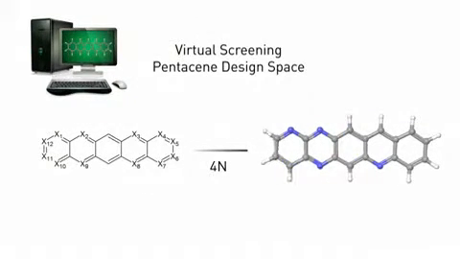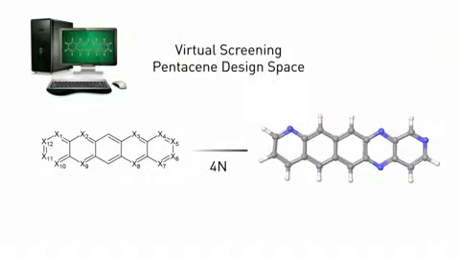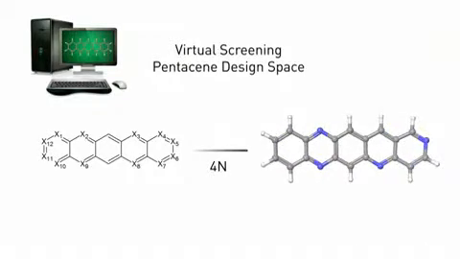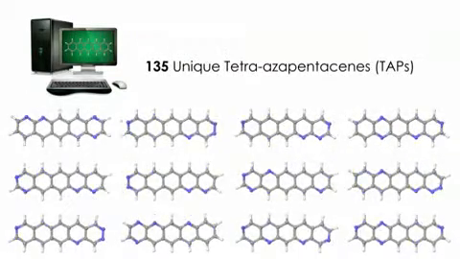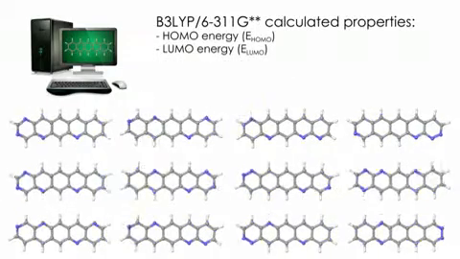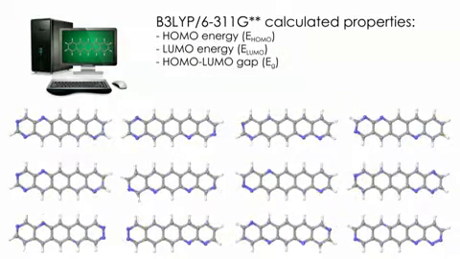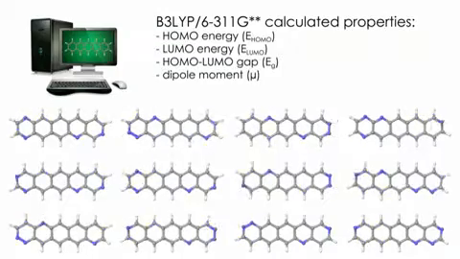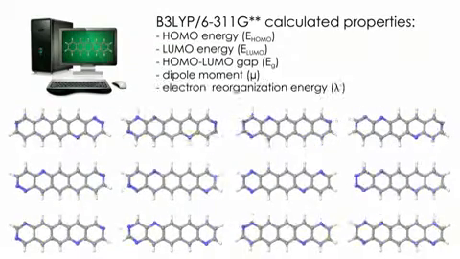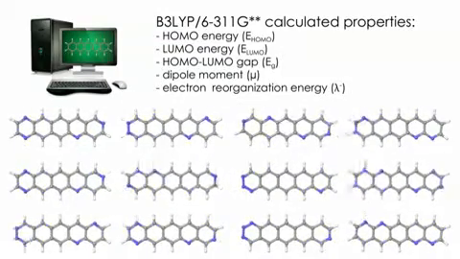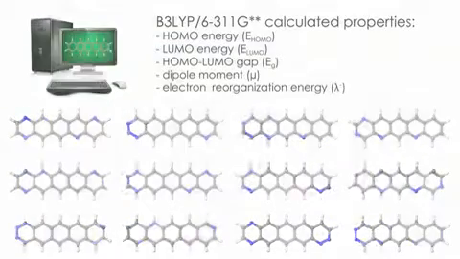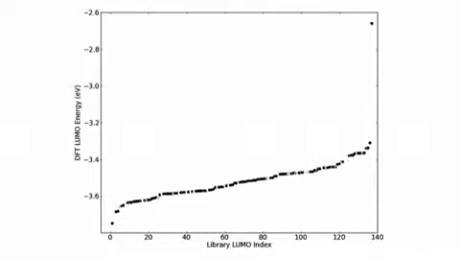Here, the pentacene framework undergoes automatic substitutions of 4 nitrogens, resulting in 135 unique tetraazapentacenes, each of which have their HOMO and LUMO energies, HOMO-LUMO gap energies, and dipole moments automatically calculated, while electron reorganization energies are computed for leading tetraazapentacenes. Here we see an ordered plot of the LUMO energy versus the generated library.